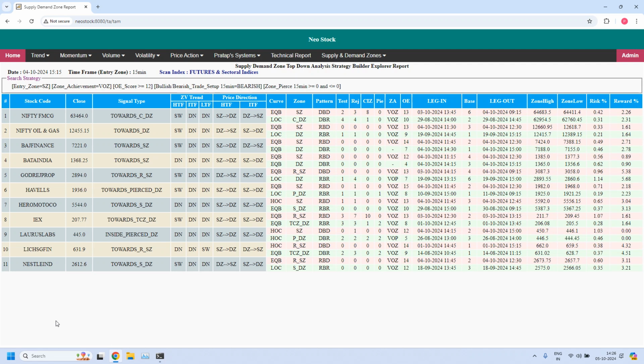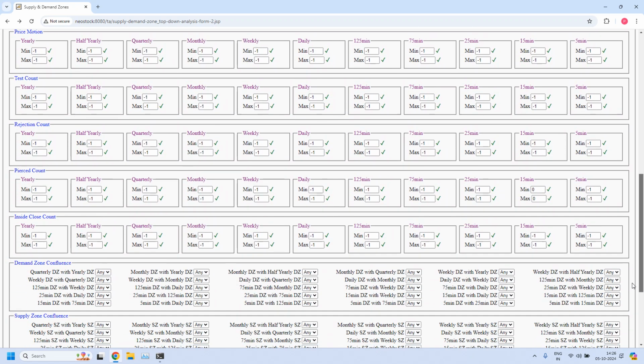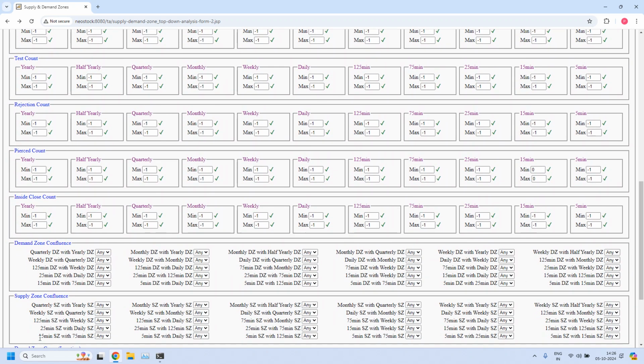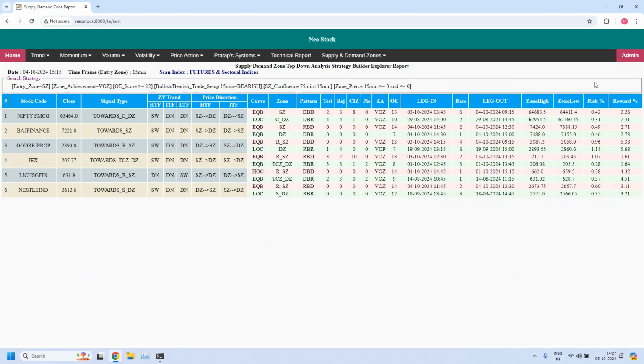Now let's verify to improve the probability of getting success. Let us verify how many of these zones are having ITF confluence. That means the 15 minute supply zone should be part of the 75 minute supply zone. So I am going back. In the supply zone confluence, I am enabling the filter 15 minute supply zone with 75 minute supply zone. With this filter, let's verify.